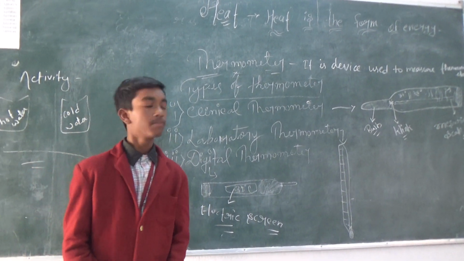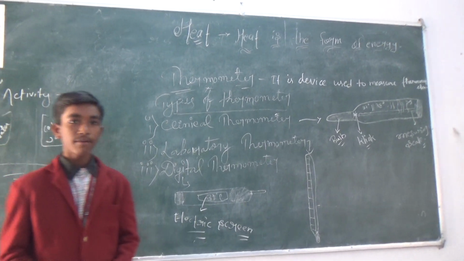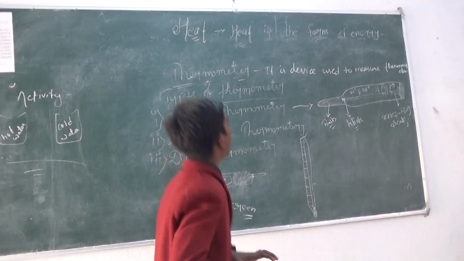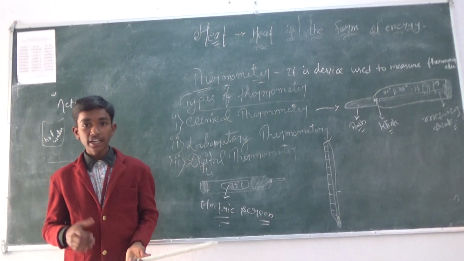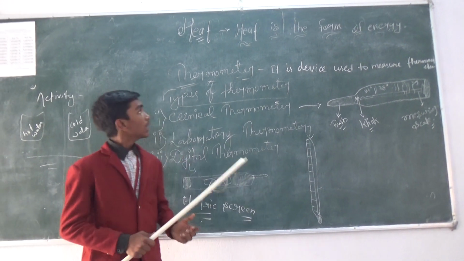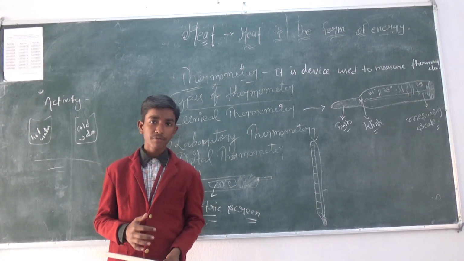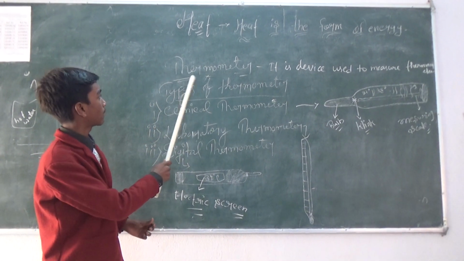So let's start. Heat. What is heat? Heat is a form of energy. And what is energy? Energy is the capacity to do work. The need of heat is to identify whether an object is cold or hot. Is it possible to identify whether an object is cold or hot? Yes, by using a thermometer.